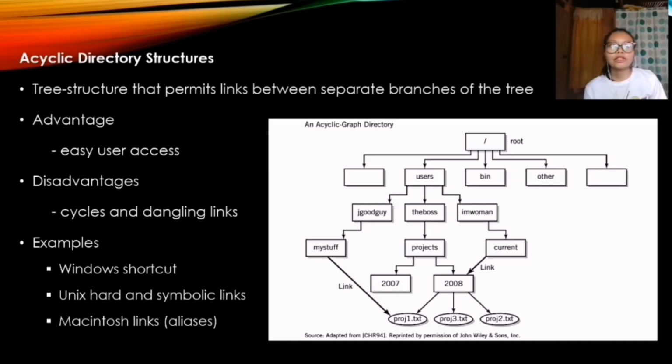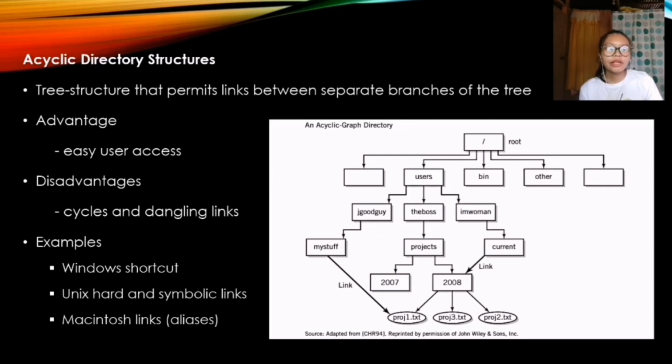Next are the acyclic directory structures. It is a tree structure that permits links between separate branches of the tree. Its advantage is easy user access, and the disadvantages are the cycles and the dangling links. Examples of the acyclic directory structures are the Windows shortcut, the Unix hard and symbolic links, and the Macintosh links, or the aliases. To the right side of the screen, there is an illustration. It is an example of an acyclic graph directory.